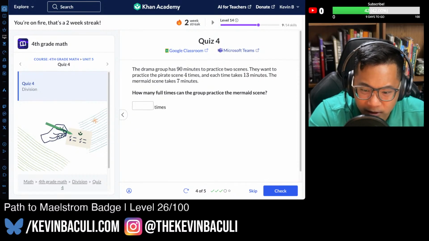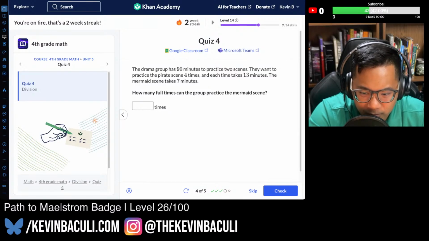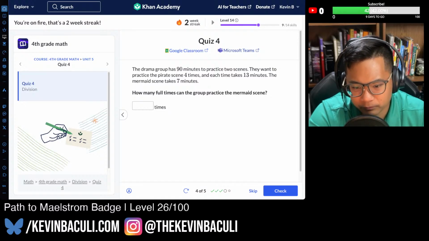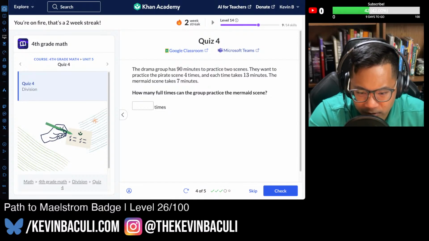The drama group has 90 minutes to practice 2 scenes. They want to practice the pirate scene 4 times. Each time takes 13 minutes. The mermaid scene takes 7 minutes. How many full times can the group practice the mermaid scene? So 4 times 13 is 12 plus 40, 52. So that leaves them with 38 minutes. 38, what's the closest? 5 times.